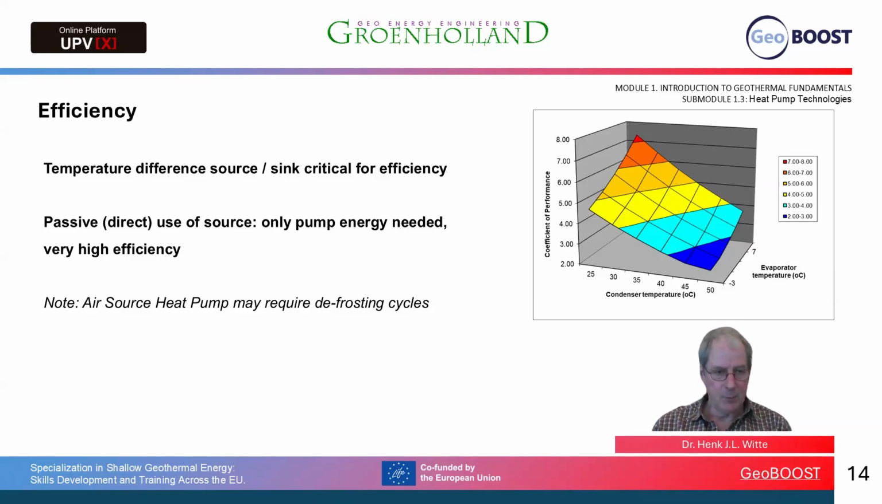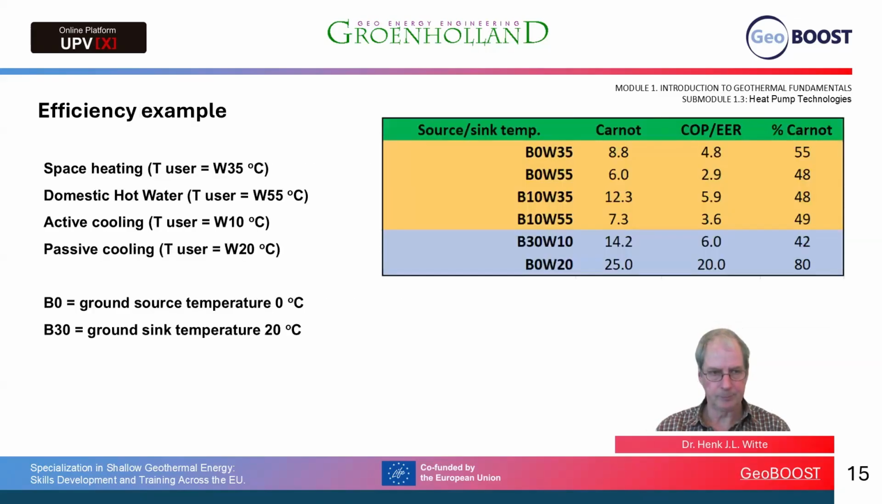Another use of the system is passive cooling or passive heating even, where the heat pump is not used, we only use the circulation pump, and then obviously we get a very high efficiency because the energy used by the circulation pump is relatively low. Note that air source heat pumps may require defrosting cycles, and that has a big effect on the efficiency of an air source heat pump.